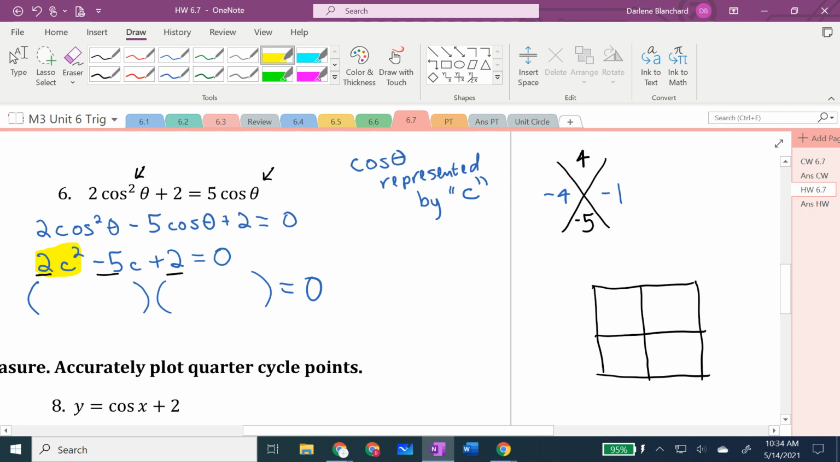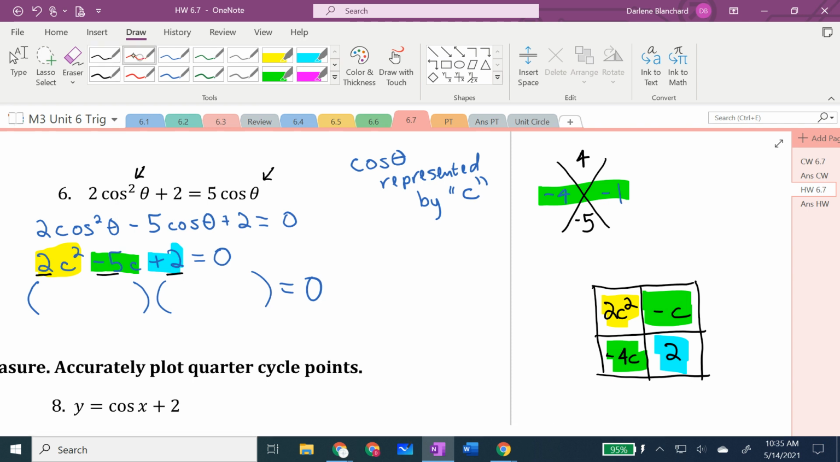I have 2c squared. I have a positive 2, and then the diagonal that adds up to make the c term needs to add up to make a negative 5c, and I know how I'm going to split it up. And then I just start trying to figure out.